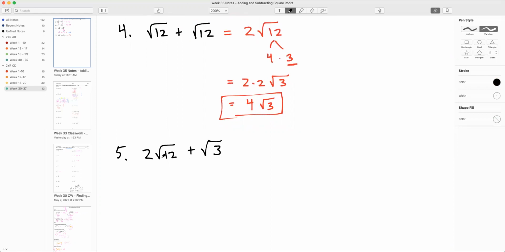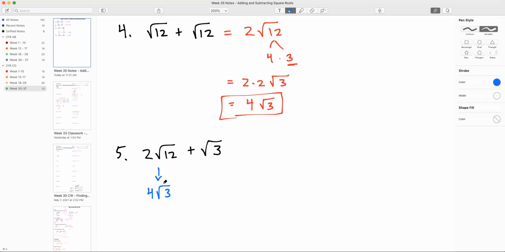So this is an example of one where we're going to have to simplify one of them, which can be simplified like we just did. And then we are going to have to add it to the other one. Now, we already figured out in the last problem that 2 root 12 simplifies to 4 root 3. So I'm just going to use that knowledge and cheat and just write 4 root 3 right here, because that's what I know it is.